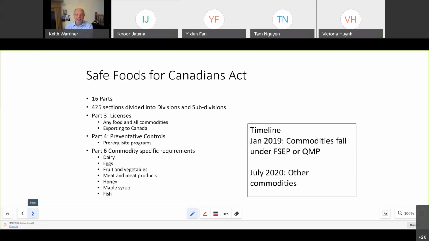So the Safe Food for Canadians Act is actually going through, it got held up a little bit with COVID. So this year, for example, where all these commodities would fall under the FSEP or QMP, they've been delayed. So it's a bit like a halfway house. A lot of facilities are still working under GFSI and things like that, whereas this move towards the Safe Food for Canadians Act is ongoing. But the key point is, and I think you've guessed this, that GFSI is very similar to what the Safe Food for Canadians Act is. So it's a much easier fit than the US system.